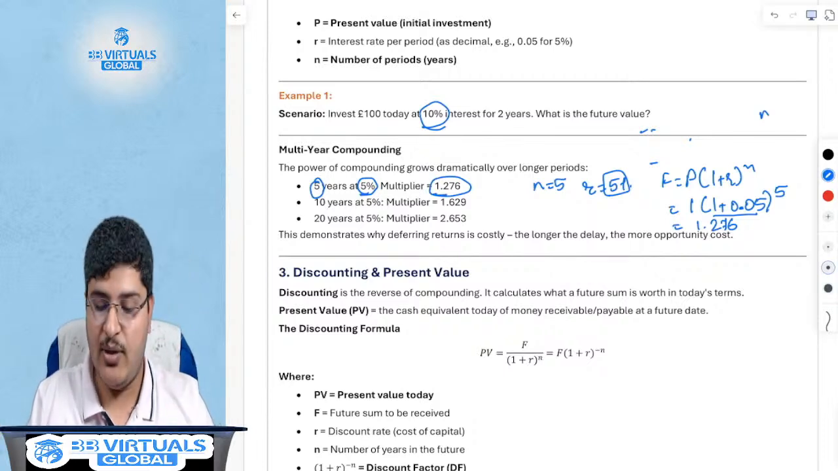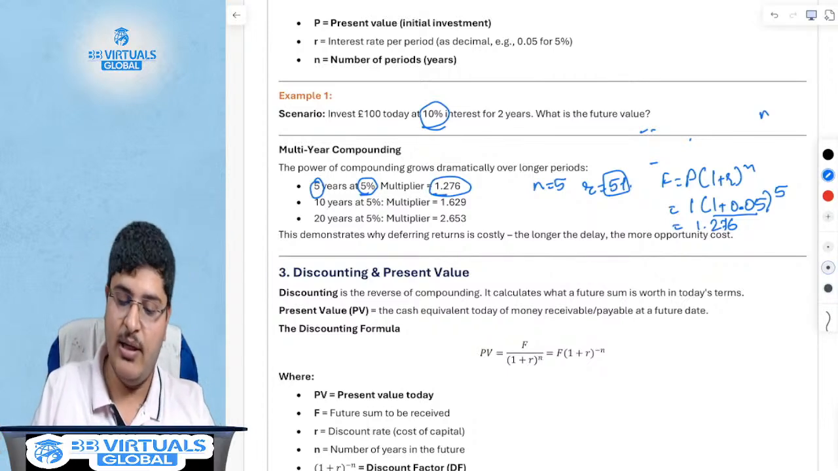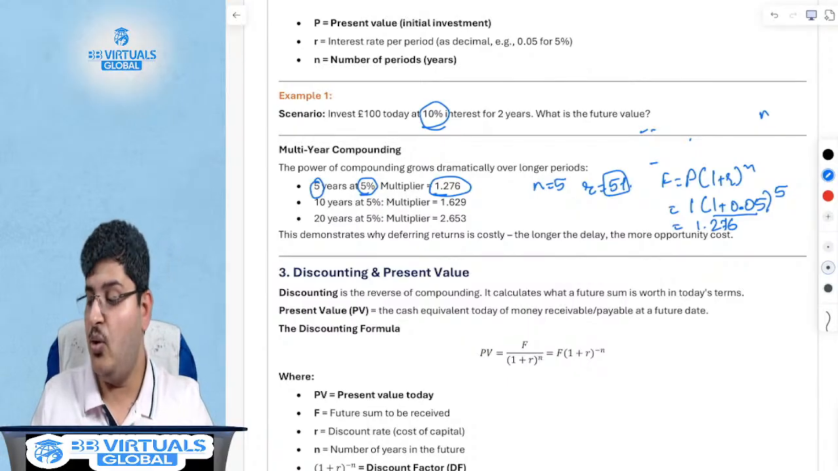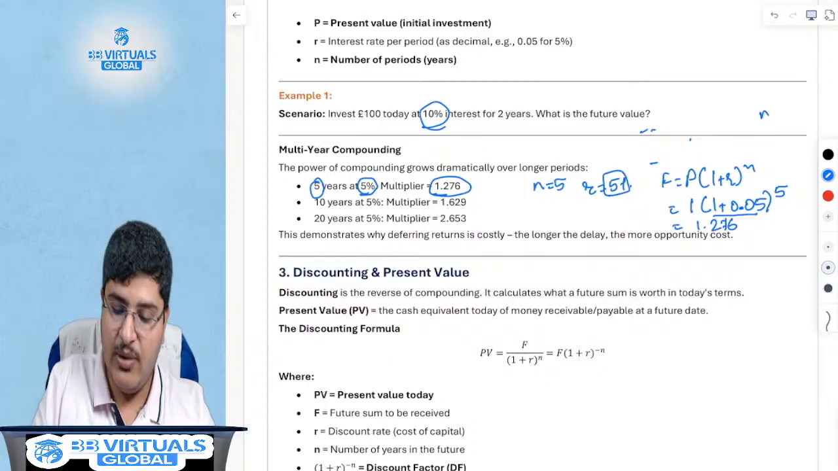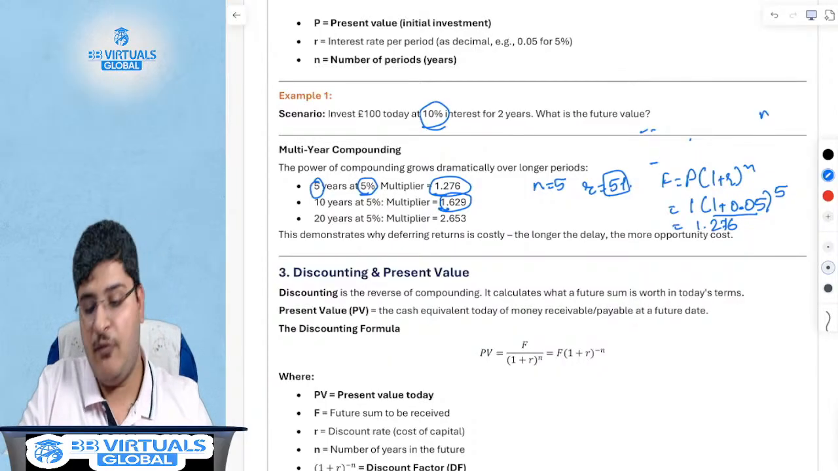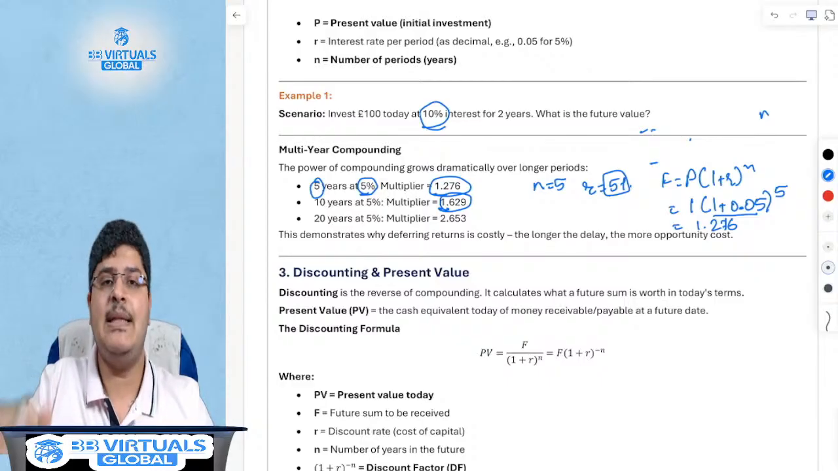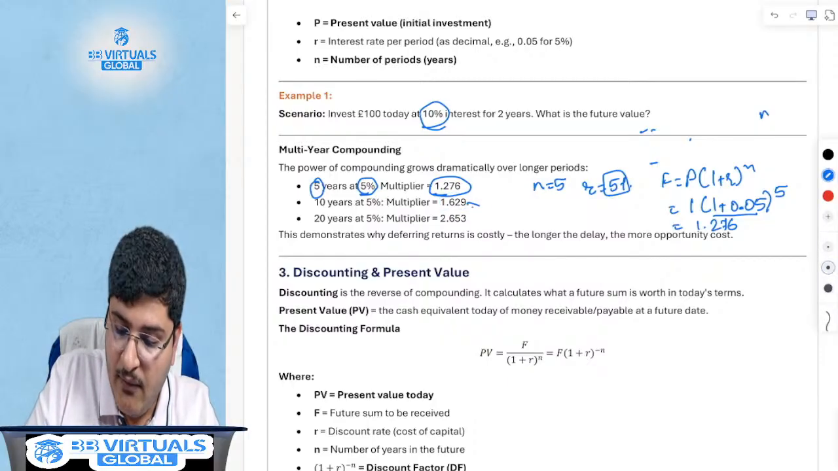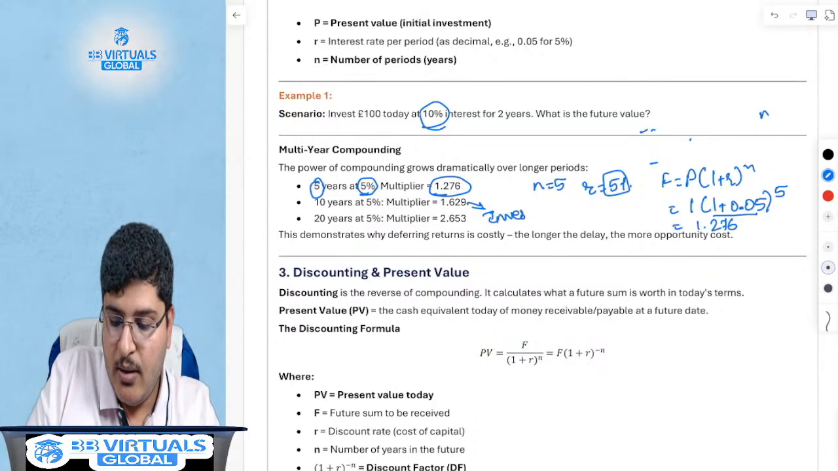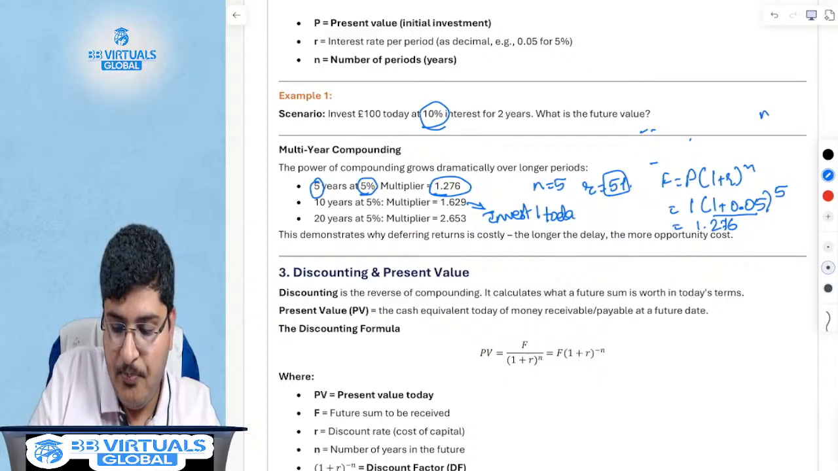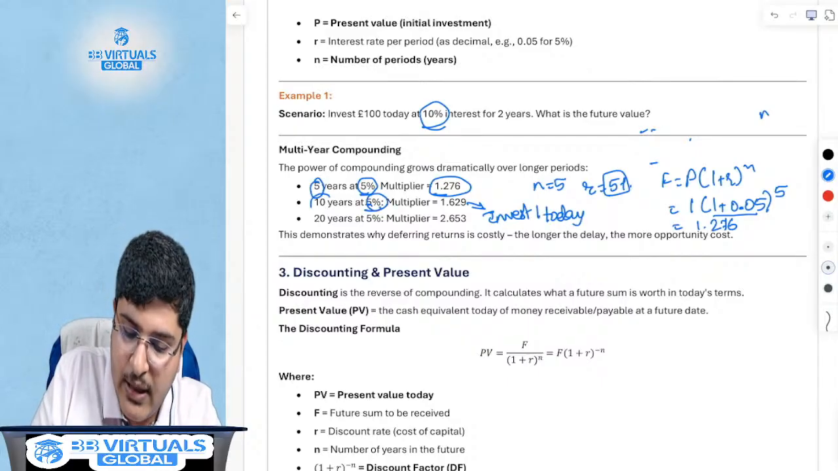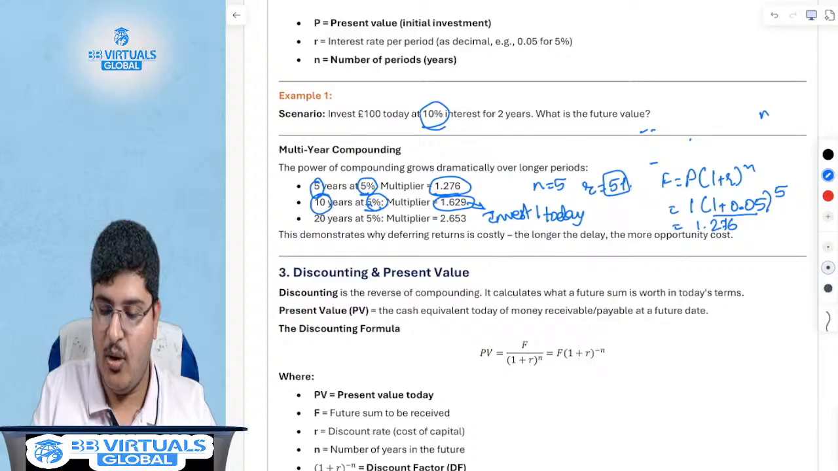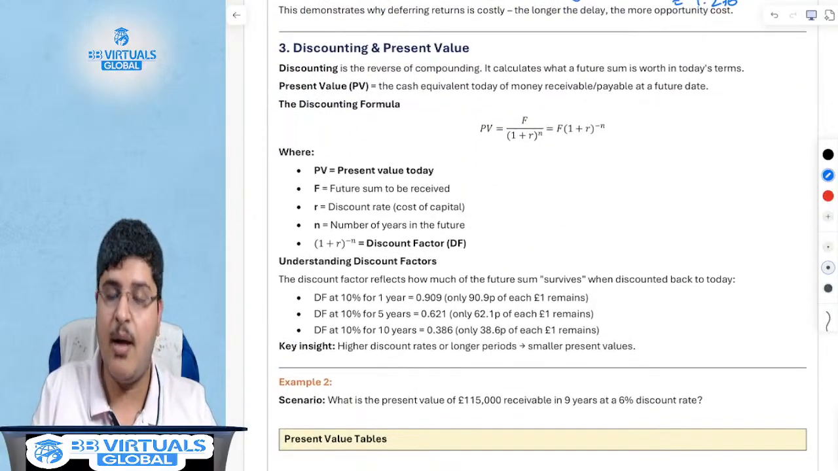1.276. This is how you calculate the compounded return. So for 5 years, 5%, it is 1.276. And if you keep doing the same thing for 10 years, you will get a number of 1.629. What does this mean effectively? It means that if you were to invest 1 rupee today at 5% for 10 years, at the end of 10 years, you will get 1.629 rupees. This is the concept of compounding.